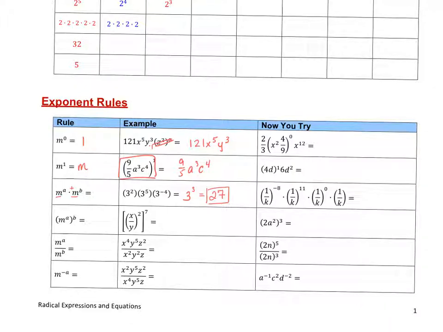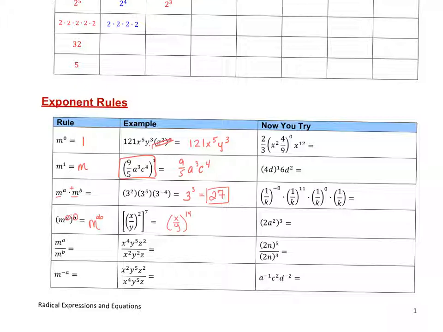m^a to the b. That's a power to another power. We actually multiply those. So x, oops, so sorry, that's m to the a. But then we would have x over y to the, and then do the power to the power, so that's 14. Multiply them.